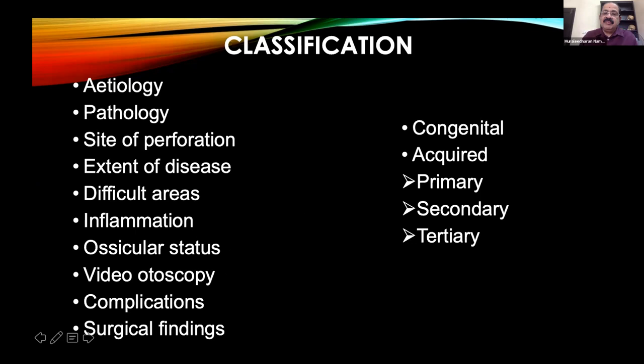But in general, it was classified as congenital and acquired, which we commonly call the primary as well as secondary, but a tertiary group also exists, where exactly we do not know from where the cholesteatoma has come. Is it recidivism? Is it residual? Or is it following some temporal bone trauma? We are not sure. Then you classify it under tertiary. But commonly it is congenital and acquired.